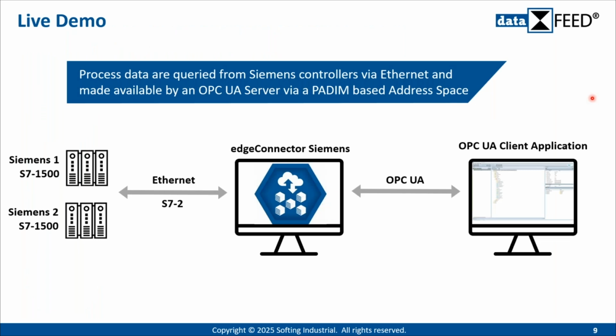Coming now a little bit in the direction of a live demo, I think it's also very helpful for you to see how it works in practice. What I will show you today is to read the process data from two Siemens controllers via an Ethernet interface and provide this data via an OPC UA server in a PADIM-based address space. For this, I have two underlying S7-1500 PLCs. It can also be an S7-300, or as shown, a Modbus device or an Allen Bradley device. For the demo, I use the Siemens devices. We get the data with our edge connector Siemens and provide this data via UA to an OPC UA client application.